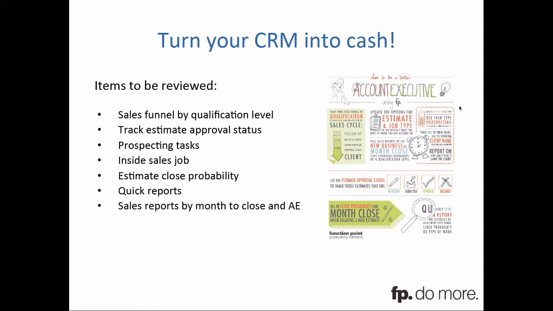So we're going to be talking about how you can turn your CRM system, which is part of your FP system, into cash. We're going to be reviewing managing your sales funnel by qualification levels, tracking estimates through their approval statuses, using prospecting tasks, creating an inside sales job, using the estimate close probability, making some really great quick reports out of FP, and pulling sales reports by month, basing them on the close dates, close probabilities, and account executive.